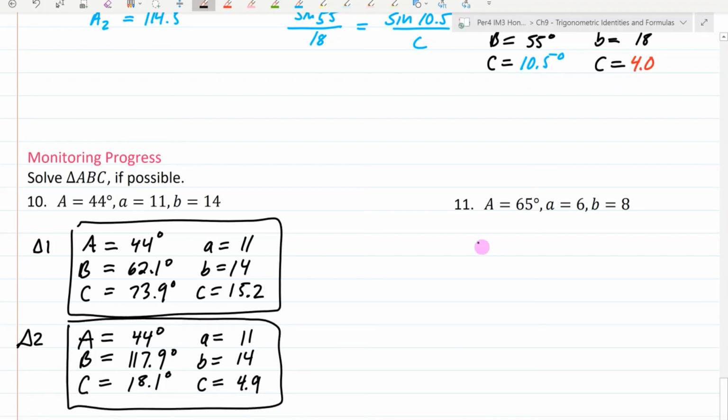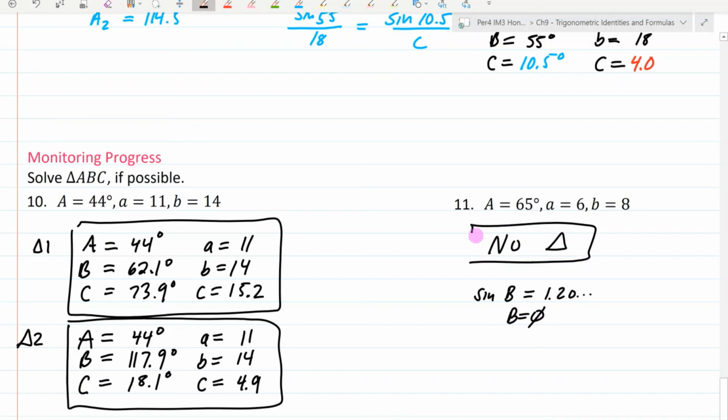And then the last one, if you do the work for it, you end up getting no triangle. You end up getting sine of B, not sine of A, excuse me. Sine of B comes out to be like 1.20 something, which means B has no value. So there's no triangle.